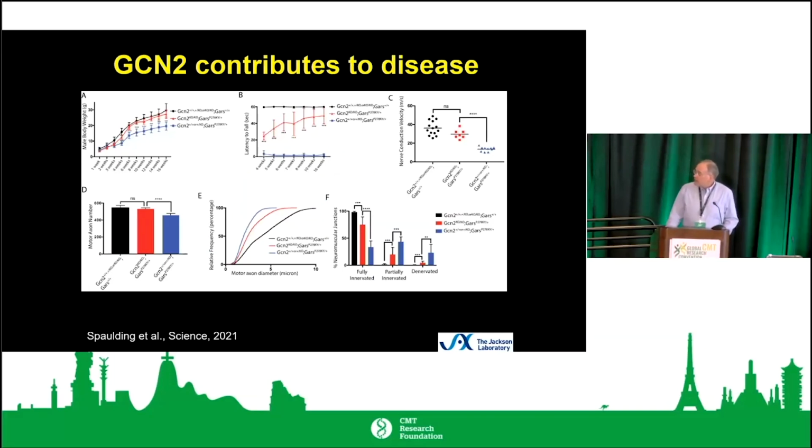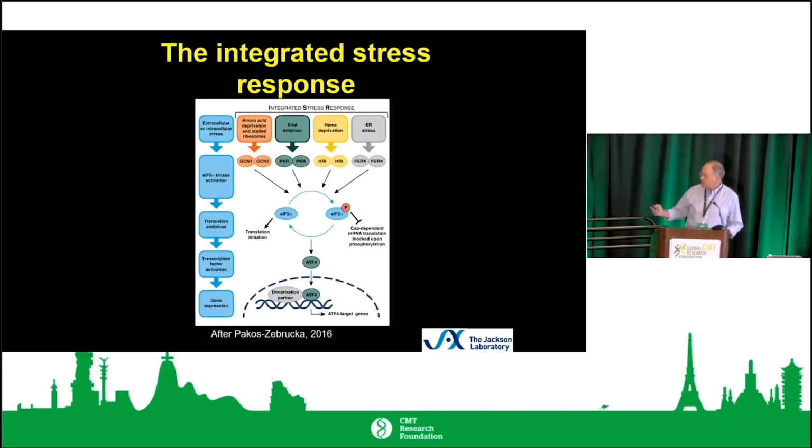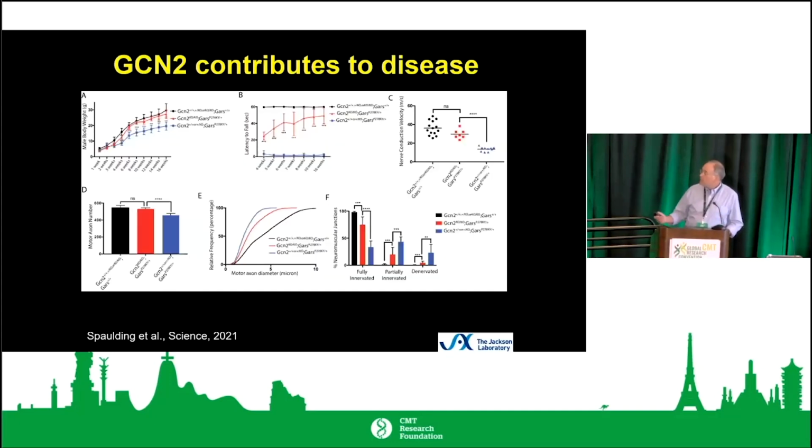But in these graphs, and this is published work from a couple of years ago, the blue lines are GARS mice that have an intact integrated stress response. The black lines are control genotypes, and the red lines are GARS mice that are lacking GCN2 and therefore don't have an integrated stress response. And you can see, oops, that was the wrong thing to do. Maybe I don't have a pointer, but that's okay. So hopefully you can see that, body weight is shown there in the first graph.